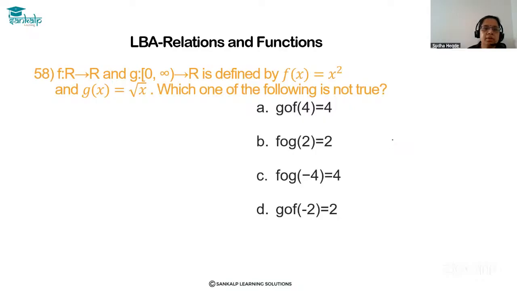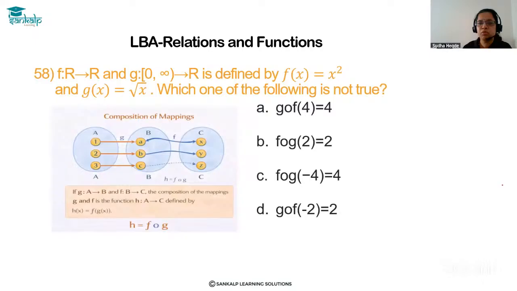Hi everyone. The question is f from R to R and g from 0 to infinity to R is defined by f of x is equal to x square and g of x is equal to root x. Which one of the following is not true? It is not true. Remember, be careful while reading. Okay. So see the options. Check which option is not true.